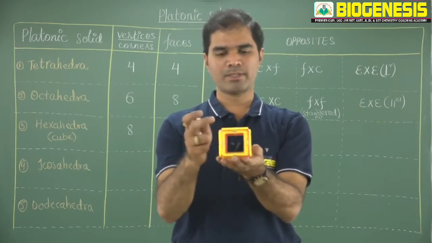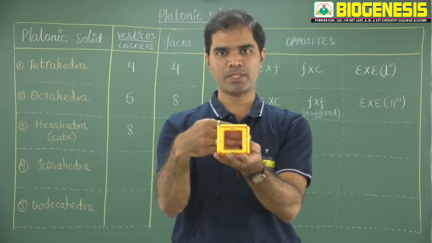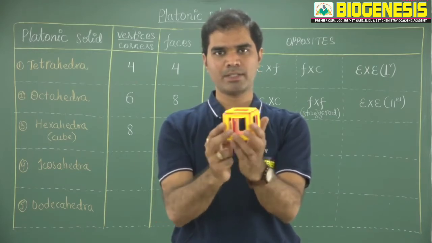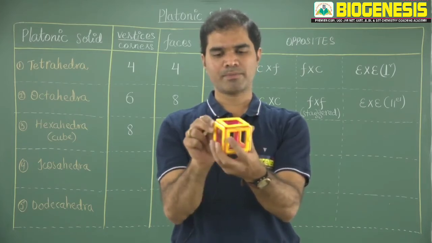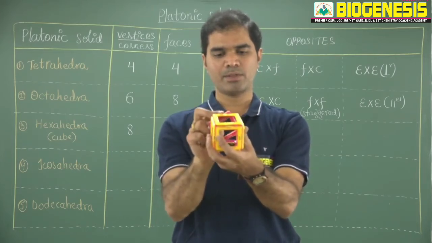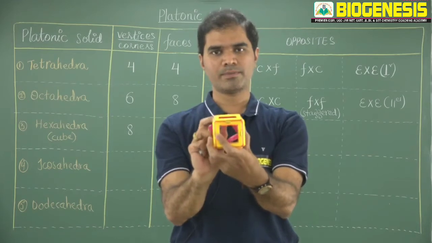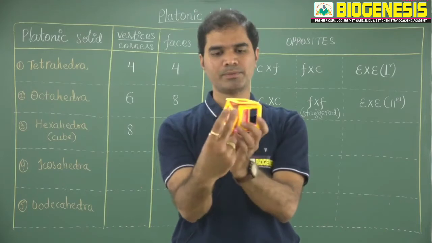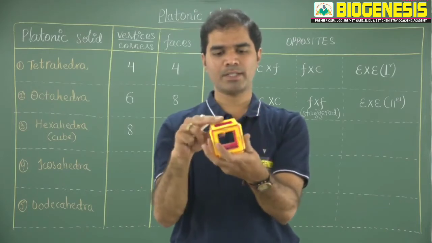Come to the faces. For this square face, opposite is another square face which is eclipsed. It is not staggered. You can check it is eclipsed. Had it been staggered, this is how you might have seen it. Right? If this is staggered, this is how you can watch it. But it is not staggered, it is eclipsed.